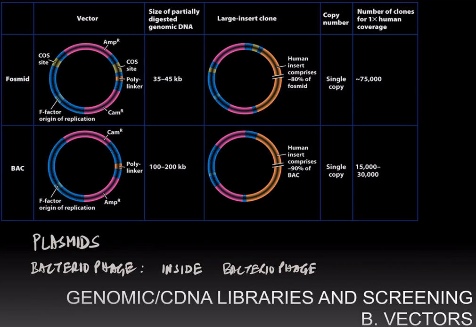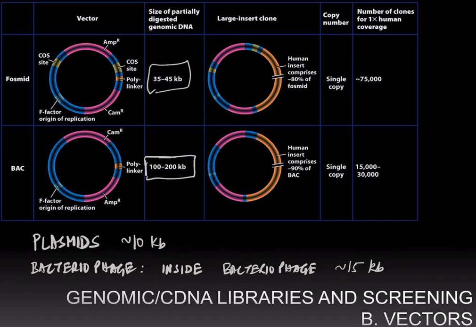And what's special about both fosmids and BACs is that even though plasmids can carry inserts of up to 10 kilobases and bacteriophage vectors can carry inserts of up to 15 kilobases, fosmids can carry much larger DNA inserts, so up to 45 kilobases, whereas BACs can carry inserts of a much larger size, 200 kilobases.